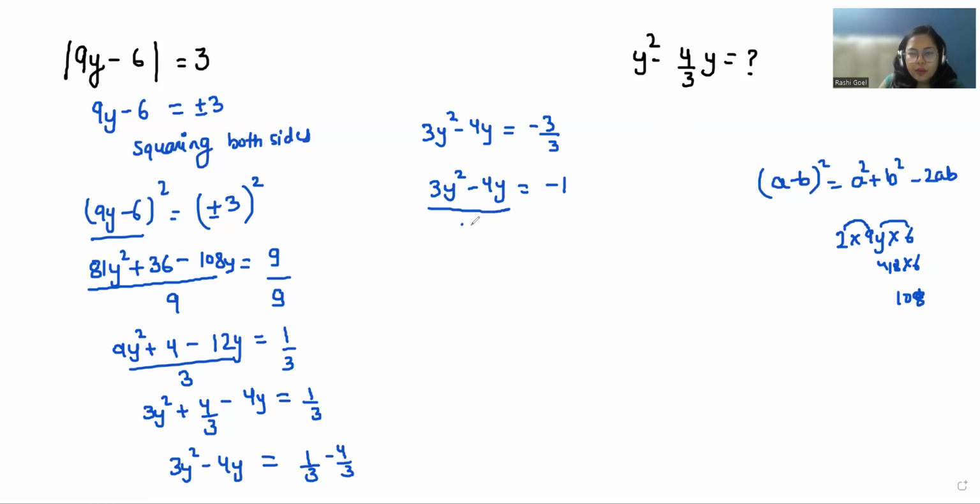Now I am going to divide both sides by 3. So the equation becomes y² − (4/3)y is equal to −1/3. And we have to find the value of y² − (4/3)y. So this is our final answer, that is −1/3.